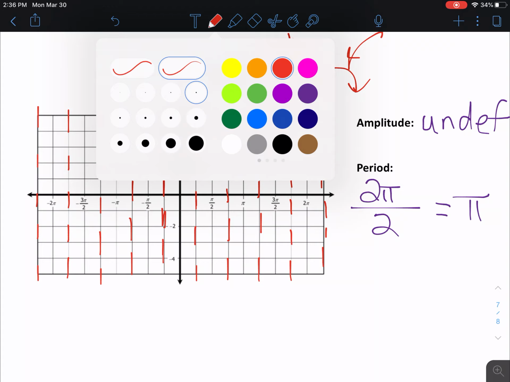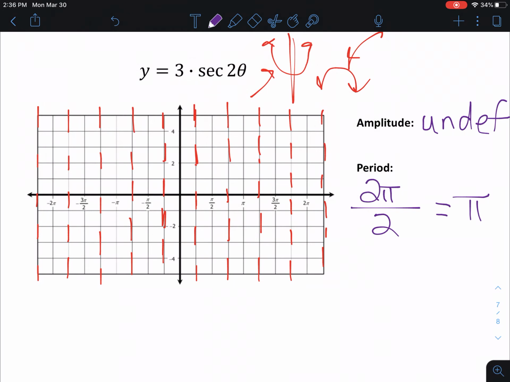So now, okay, our amplitude is undefined, but again, looking at that A value, it is 3, so that's really where we're going to start. And I'm going to have a dot at 3, okay? And my first is going to go up like that. And then at -3. And those two represent my period right there. And again, that is pi, so we're okay.